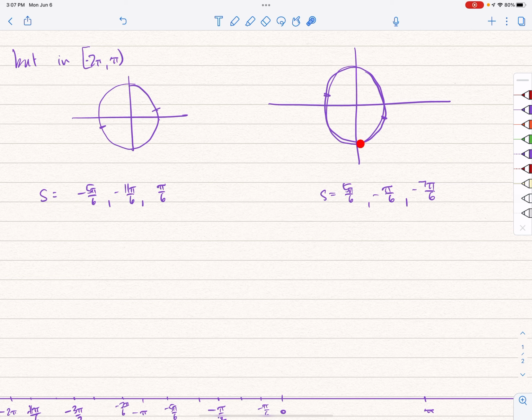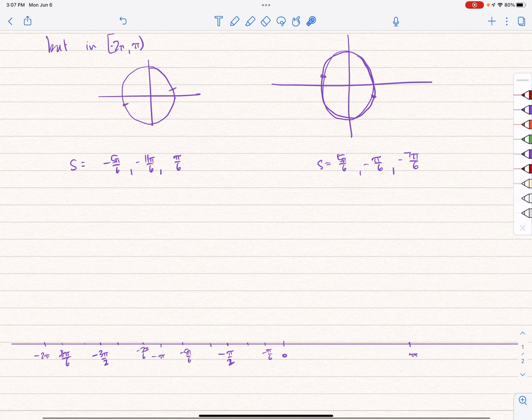Keep on going. This is negative pi over 2. Negative pi. After negative pi is going to be negative 7 pi over 6. So here's negative 7 pi over 6. This would be negative 3 pi over 2. And this would be negative 2 pi. So I don't go any further than that. So hopefully that will help.